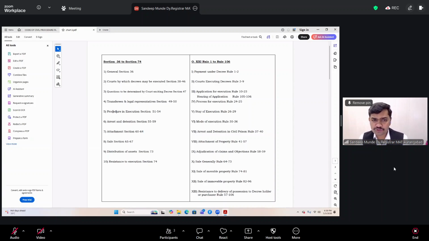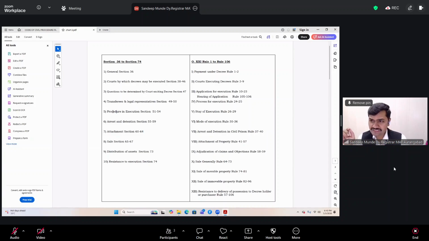Now, the next subheading, that is serial number 5, from section 51 to 54, deals with the procedure in execution. Section 51 is the basic and very important section in the execution proceeding, which deals with how to execute the decrees, what is the proper procedure for execution of decree and the order. Section 51, I will read the important part.